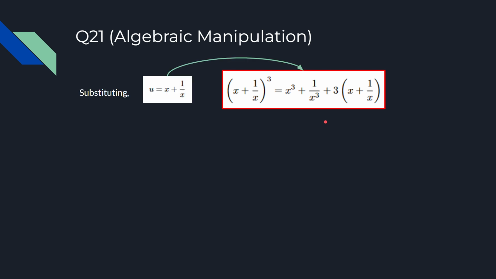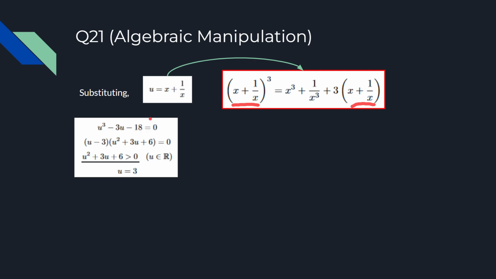So now what I can do is I can substitute u as x plus 1 over x because this appears twice and we want to find a nice way to evaluate it. So after substituting, I get u cubed, which is this term over here. Then I get minus 3u. This is 3u. I bring it over, it becomes minus 3u. Then this is minus 18. This value is given as 18 in the question itself. So all of this evaluates to 0.